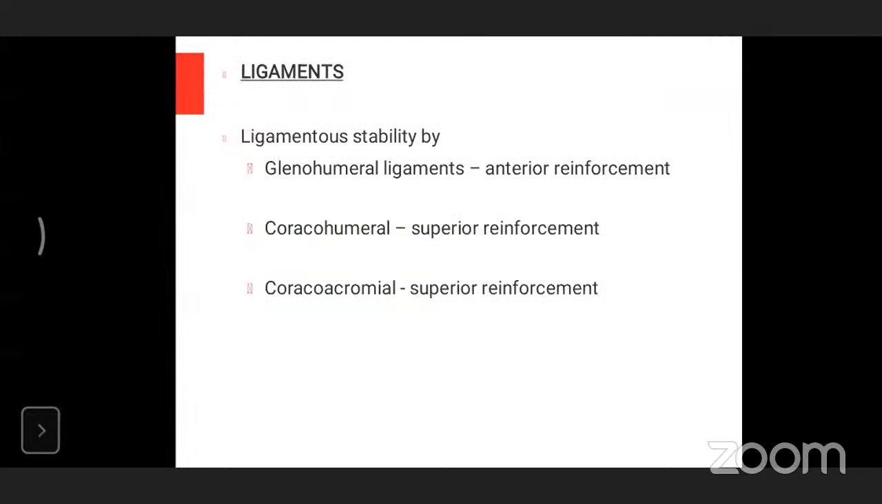Ligaments. The ligamentous stability is provided by glenohumeral ligaments, providing anterior reinforcement, coracohumeral ligaments, providing superior reinforcement, and the coracoacromial ligament, providing superior reinforcement.